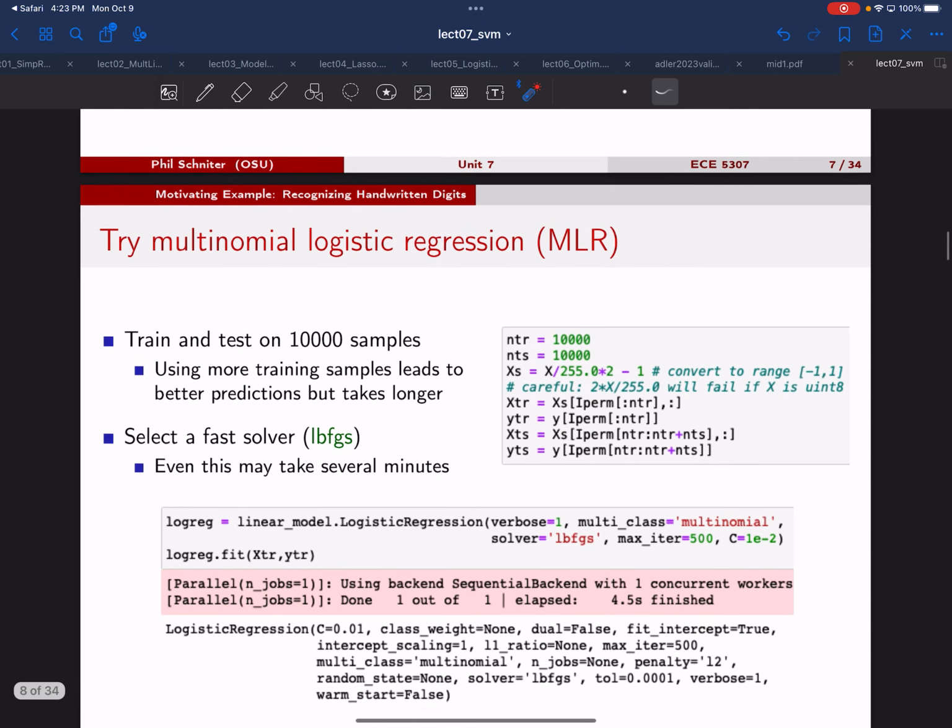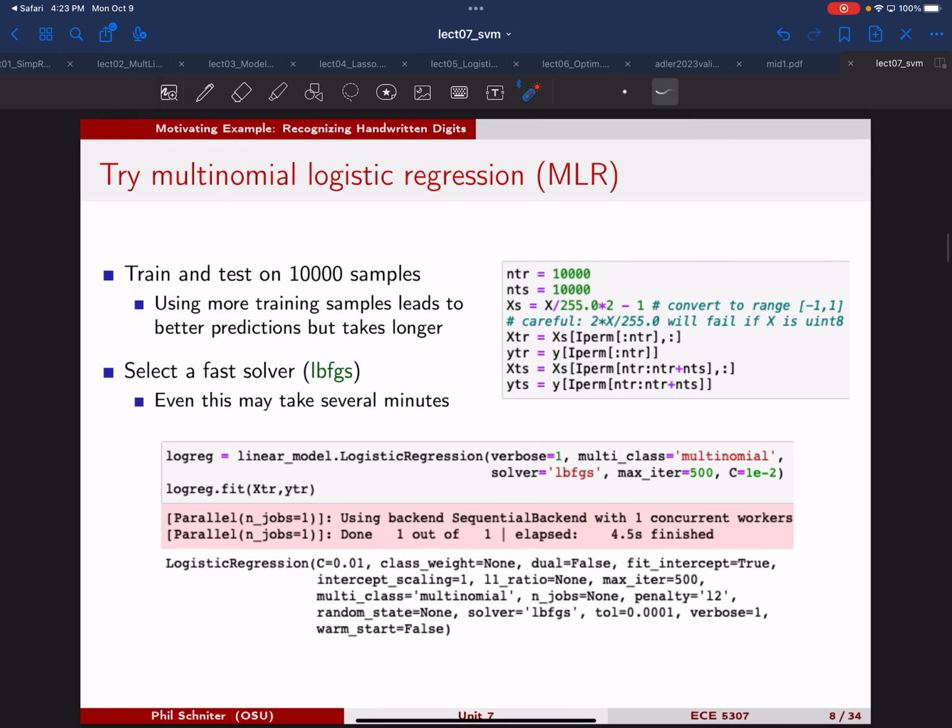Okay. All right. So we learned about multinomial logistic regression in the last unit. So that could be the first thing we try. And so here we're going to use 10,000 samples for training, 10,000 for test. We could use more, but it just takes longer. So just to save time, we're going to use 10,000.